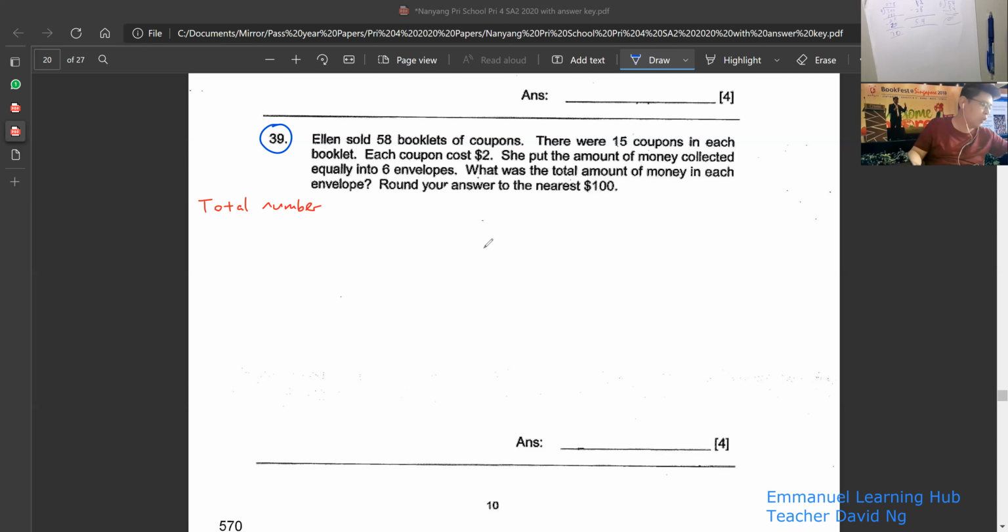So this question, do you need me to go through? Only the last part. Okay, never mind, I'll still go through. Total number of coupons. 58 times 15 equal to how many? You tell me your answer. You got your answer correct. You tell me your answer. Okay, I look inside.